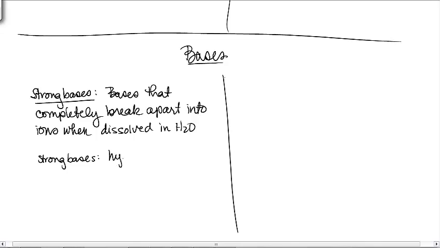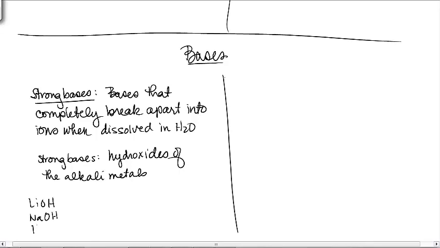They are the hydroxides of the alkali metals. Which column is the alkali metals? The first one. So hydrogen is not an alkali metal because that's a nonmetal. But when I say this, it's like lithium hydroxide, sodium hydroxide, potassium hydroxide, etc. That's what I mean by that.